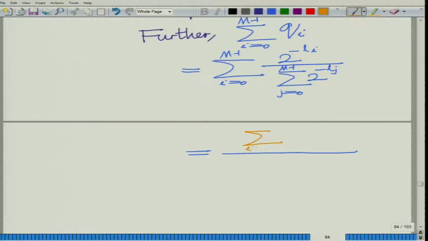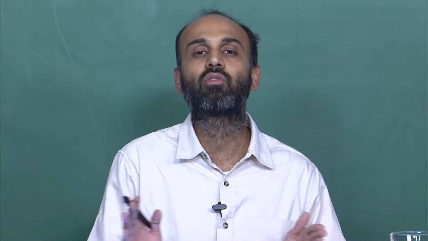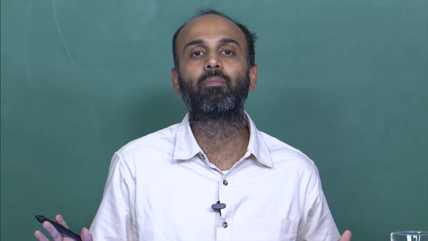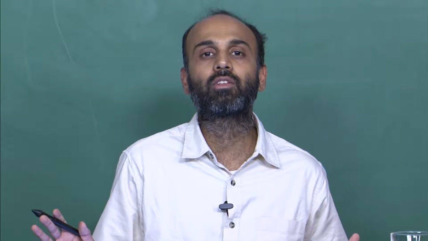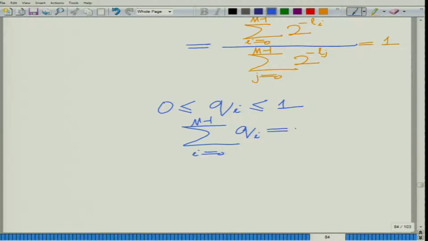What we have is summation i equal to 0 to m minus 1 2 to the power of minus Li divided by summation j equal to 0 to m minus 1 2 to the power of minus Lj, and this is equal to 1. So each Qi is non-negative, lying between 0 and 1, and the summation of all Qi's is equal to 1. So, naturally the Qi's form a probability mass function, a probability distribution. So, we have 0 less than or equal to each Qi less than or equal to 1, and we also have summation i equal to 0 to m minus 1 Qi equal to 1. So, Qi's form a probability distribution.